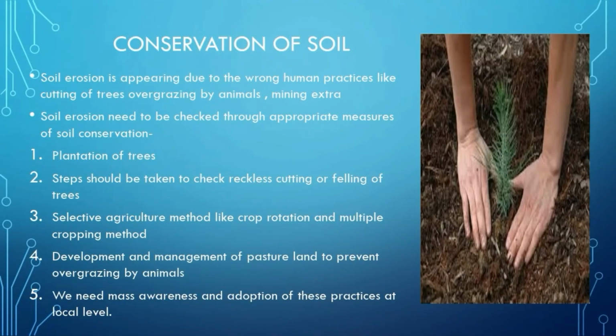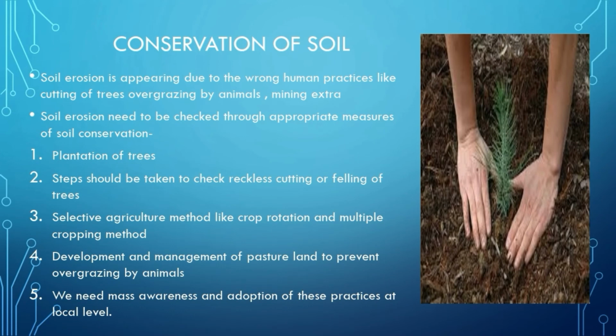Let's know what conservation of soil is. Soil erosion is appearing due to wrong human practices like cutting of trees, overgrazing by animals, mining, etc. So, it is necessary to conserve soil. Soil erosion needs to be checked through appropriate measures of soil conservation. Let's know what these measures are.